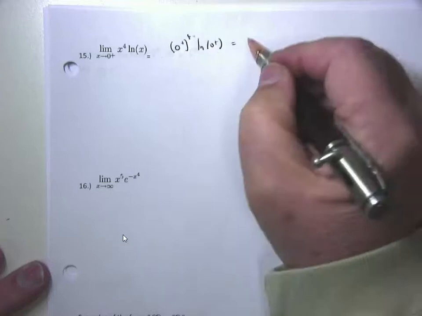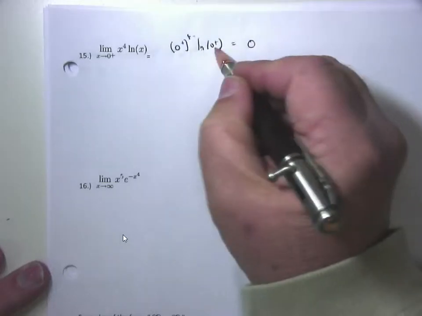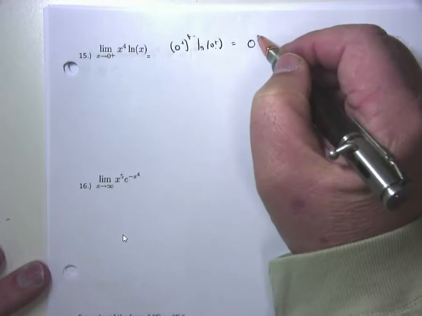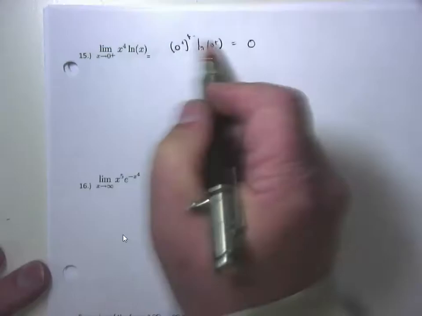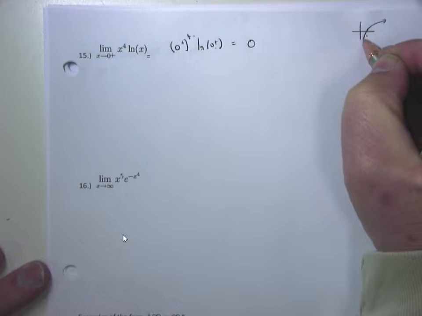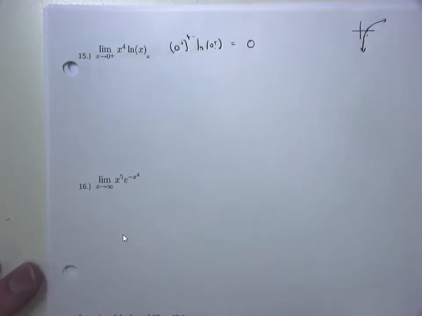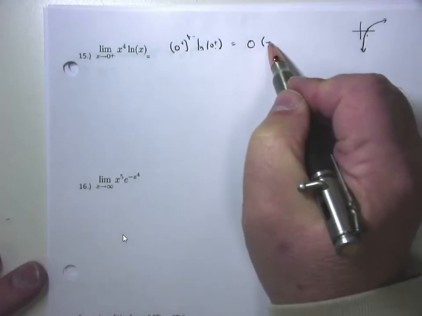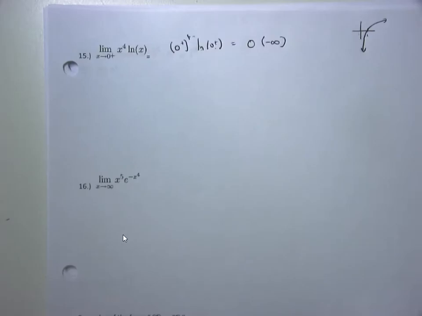0 raised to the 4th power, that's still 0. But what is the natural log of 0 on the plus side? No, it does exist. It's defined because it's on the plus side. Remember, your log graph goes through the point (1, 0), flows out this way, but as you get close to 0, it goes straight down. So as I approach 0 on the plus side, it's going towards negative infinity. It's 0 times negative infinity. Now, whether it be plus or minus infinity, we don't care. It's a 0 times infinity style problem.